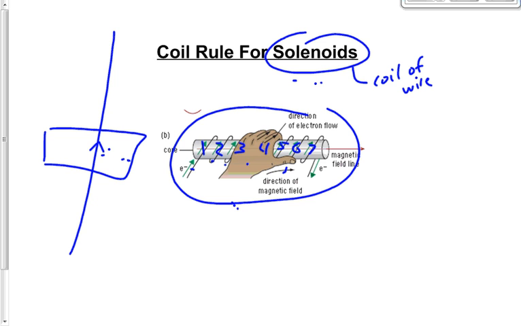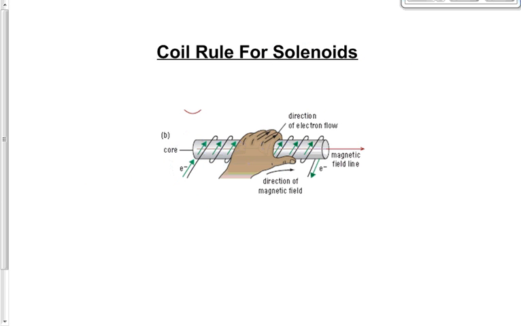Okay, so what is the polarity of this? What does it become? If this is the electromagnet that's picking up the cars in the junkyard, which end is the North Pole and which end is the South Pole? This is where we're going to use the coil rule for solenoids. It's a little bit different. In fact, it's exactly the opposite to the wire grasp rule. Instead of saying thumb in the direction of the particles, fingers in the direction of the field, this time we're going to say fingers in the direction of the particles and thumb points in the direction of the magnetic field. So it's exactly the opposite.